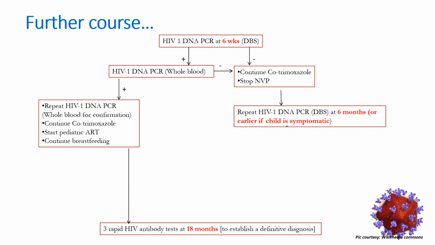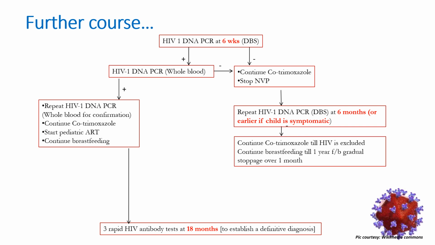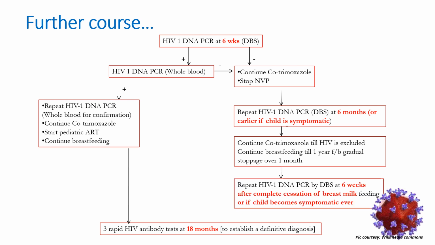We also repeat HIV-1 DNA PCR at 6 months of age or earlier if the child is symptomatic. We continue cotrimoxazole therapy till HIV is finally excluded and continue breastfeeding till 1 year of age, followed by gradual stoppage over 1 month, and then repeat HIV-1 DNA PCR by dried blood spot at 6 weeks after cessation of breast milk feeding or if the child becomes symptomatic ever, and repeat 3 antibody tests at 18 months of age to establish a definitive diagnosis.